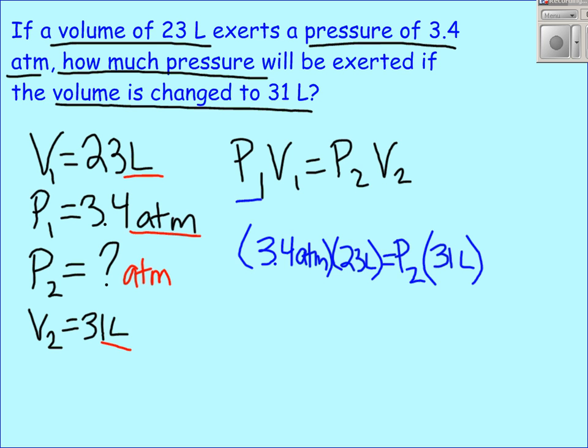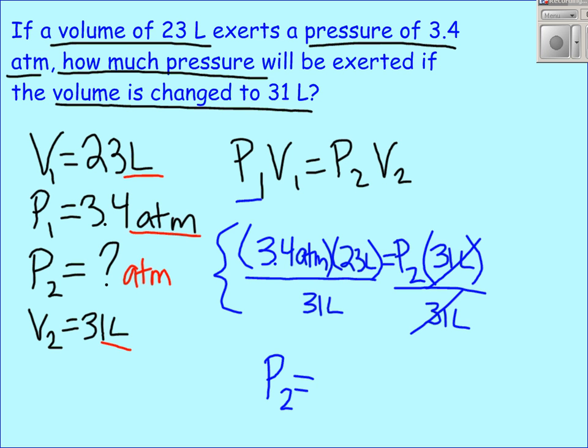Now, since my unknown is P2, and that's what I'm solving for, I need to get it by itself. I do so by dividing both sides by 31 liters in order to get it by itself and cancel. On the right side, the 31 liters cancels out, and P2 is now by itself. My answer is now going to come from the calculation that is on the left side. We take 3.4 times 23 divided by 31. The answer I get is approximately 2.5225, and it continues to go.